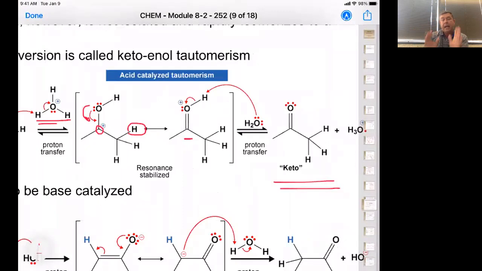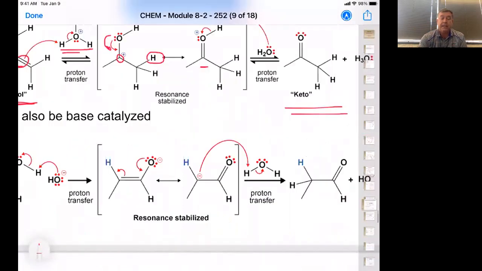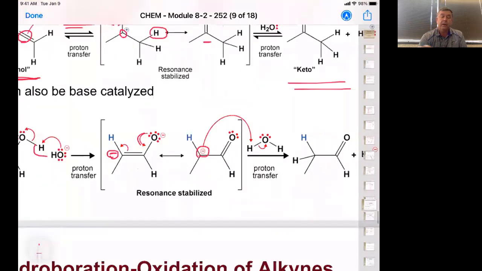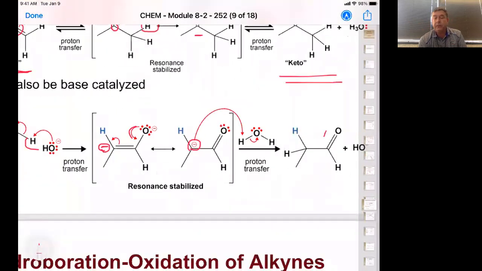So that's how we do it acid catalyzed, but it'll also do it base catalyzed too. By acting as a base, it can deprotonate that alcohol. And then when it kicks in, it'll kick out here, giving us an anion on our carbon here. And then that carbon will act as a base and deprotonate something and give us our keto form as well.